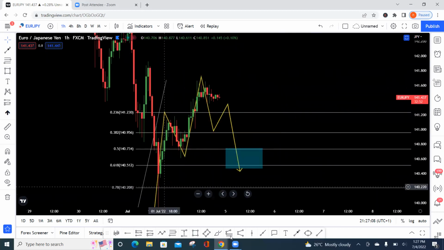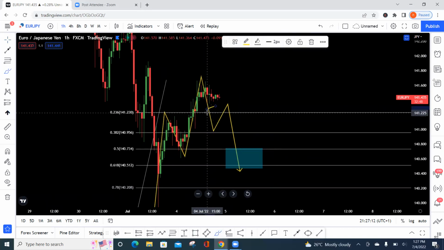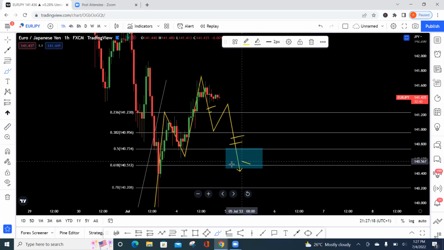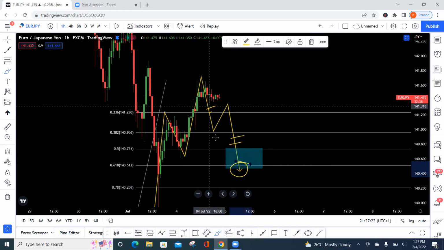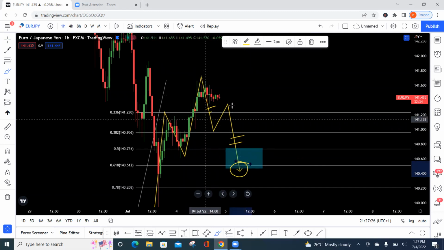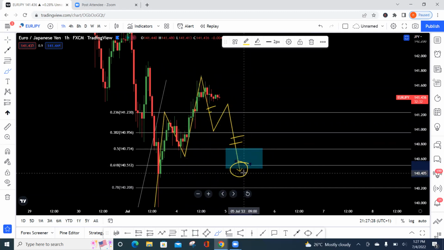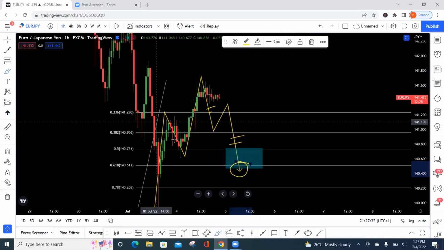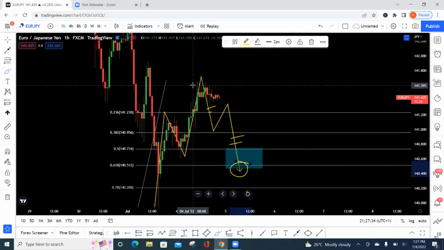This one right here, guys. This one right here, this wave here, and this wave here. Are they of equal length? If yes, at this level of 61.8. Then, once they are equal length, remember, guys, being of equal length here is of greater priority to me than the retracement level of this first three wave move to the upside.